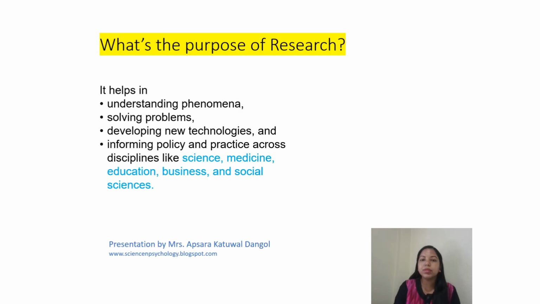So, what is the purpose of research? Why is research done? Because it helps in understanding the phenomenon, it helps to solve problems, develop new techniques or new technologies, and helps in informing policy and practice across disciplines like science, medicine, education, business, and social sciences like psychology.